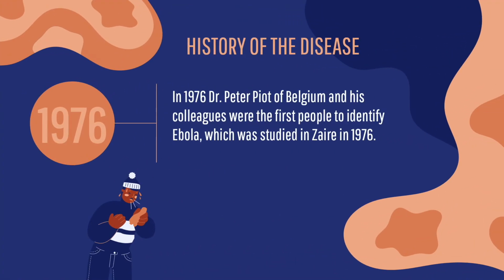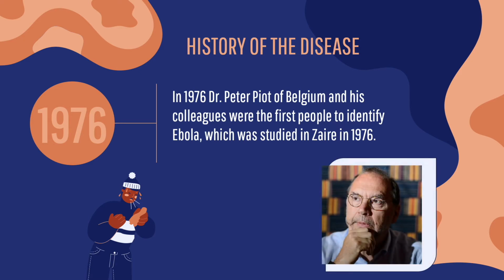Ebola virus was first described by Dr. Peter Piot and his colleagues in 1976 near the Ebola River, which gave the virus its name. That location is in what is now the Democratic Republic of Congo. Since then, the virus has emerged periodically and infected people in several African countries.